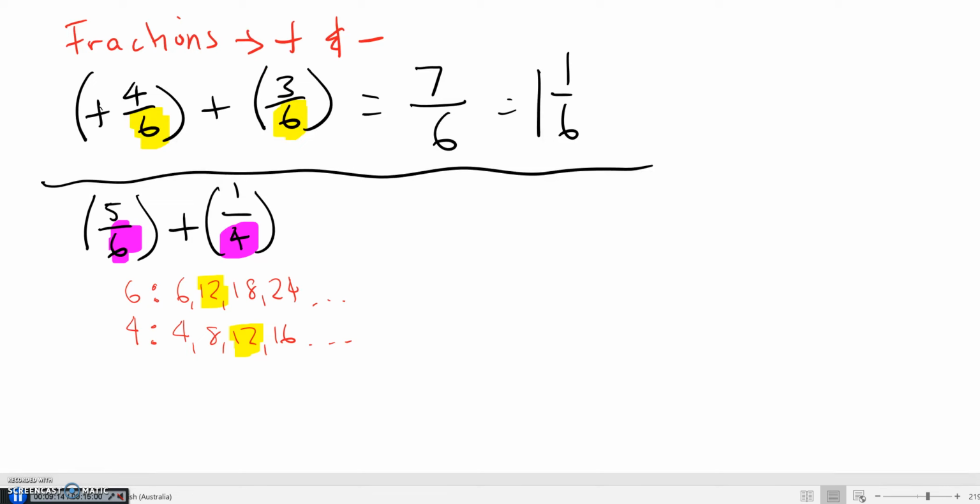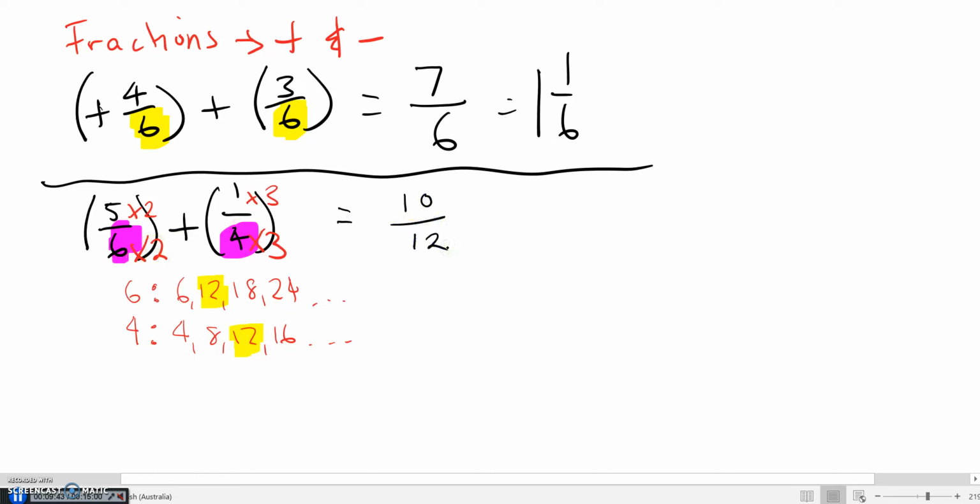We need to look at multiplying the 6 by 2. We need to multiply the 4 by 3. And what we do to the bottom, we must do to the top. What we do to the bottom, we must do to the top. Okay, so we can now rewrite our fractions to make it a little bit easier for us to add or subtract in this case as well. So 5 times 2 is now 10. 6 times 2 is 12. And then we're going to add 1 times 3 is 3. 4 times 3 we know was going to be 12.